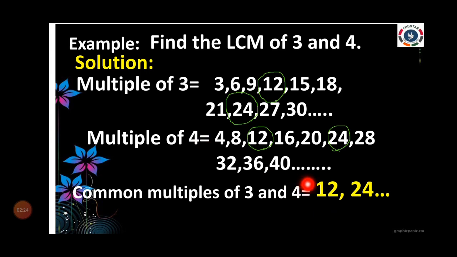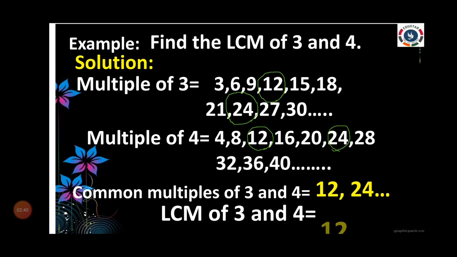Among the two values, 12 and 24, which is the least common multiple? Least means smallest value. Which is the smallest value here? It is 12. So that is the LCM. So the LCM of 3 and 4 is equal to 12.